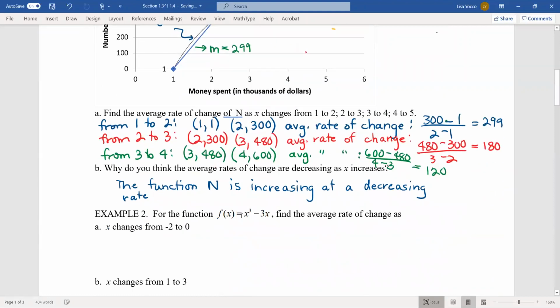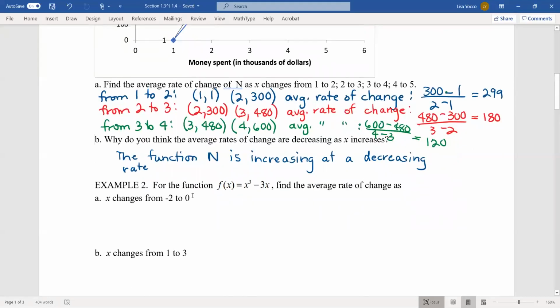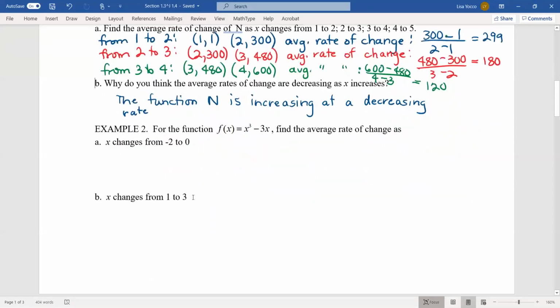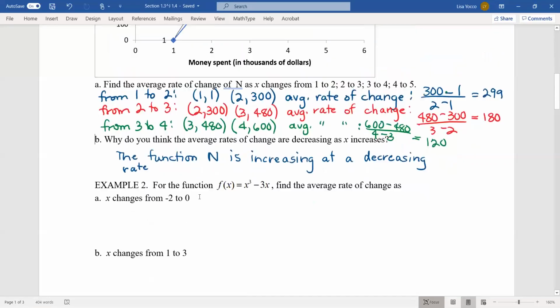Okay, the next example, you're given the equation of a function, and it says find the average rate of change as X changes from -2 to 0, and then as X changes from 1 to 3. Okay, so this time we need to compute our function values.